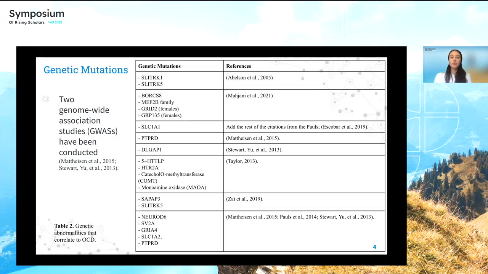The International OCD Foundation Genetics Collaborative conducted the first genome-wide association study. This study found two single nucleotide polymorphisms located in DLGAP1 were connected to OCD. 400 trios that consisted of a proband and both parents were studied in the same study. A proband is the first person in a family to receive testing or diagnosis for a specific genetic disease. There was no genome-wide significance found.